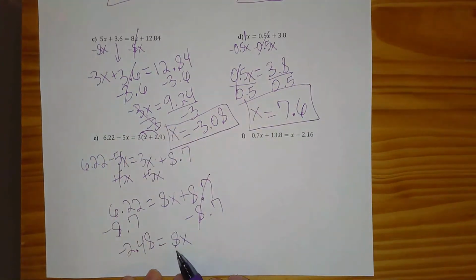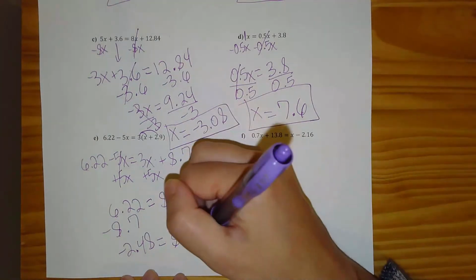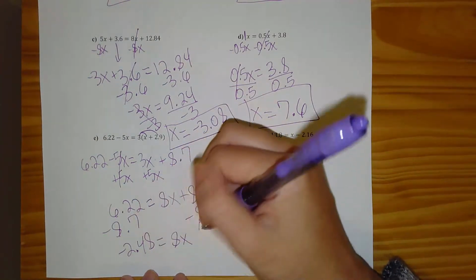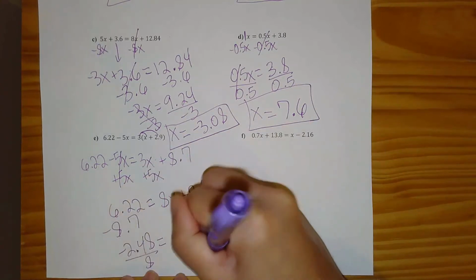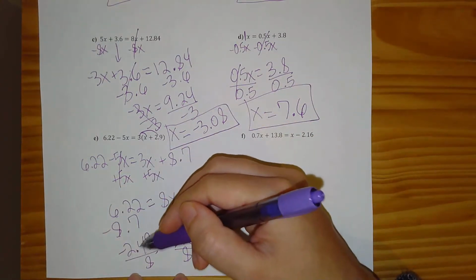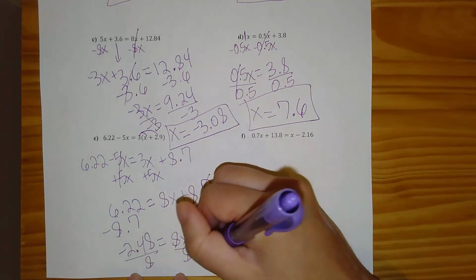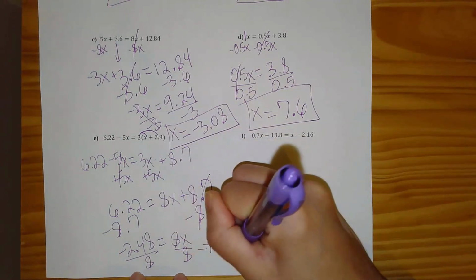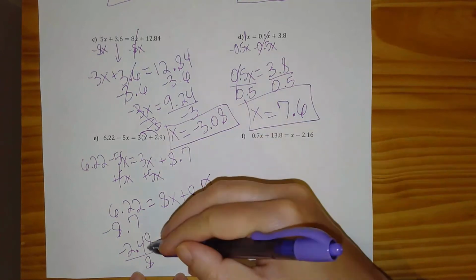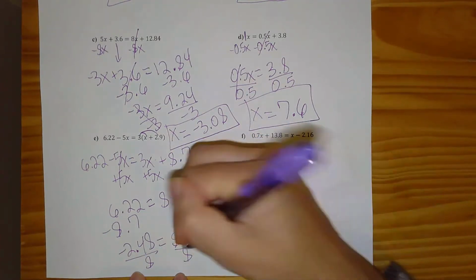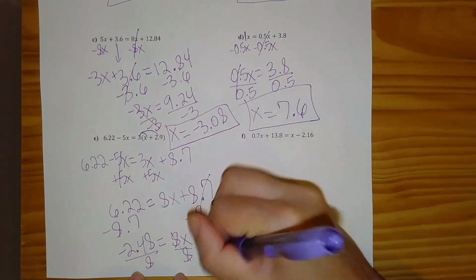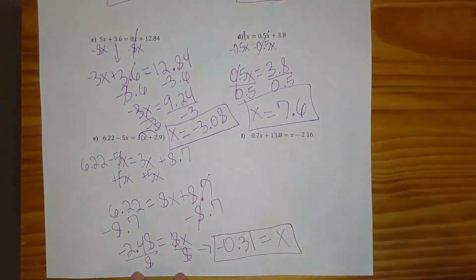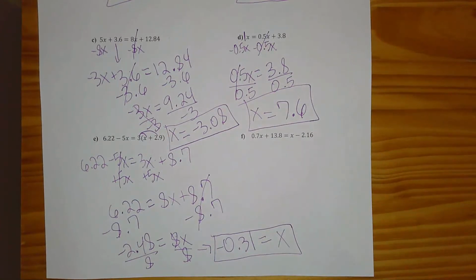Then I want to get rid of the 8. Well, it's multiplied. 8 times x is 8x, so the opposite of multiplication would be division. I'm going to divide by 8 on both sides. Negative 2.48 divided by 8 is negative 0.31. So I'm going to have negative 0.31 equals 8 divided by 8 is 1, so that would be 1x. There's my answer.